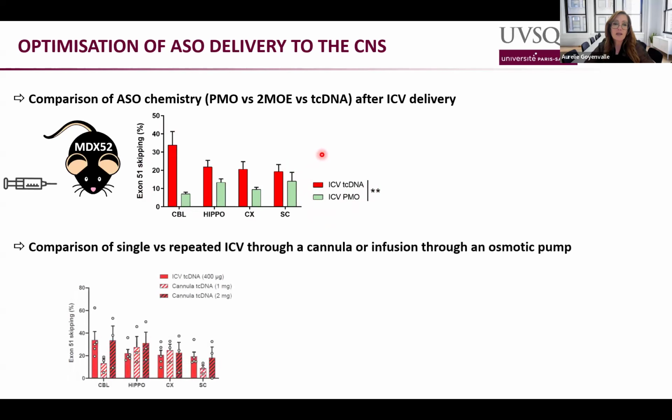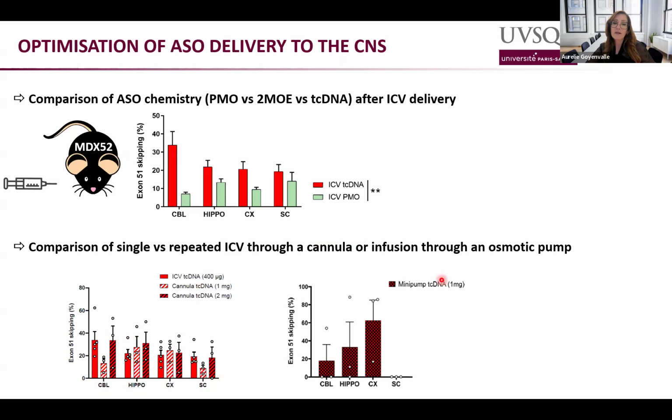We also compared different administration methods in the dystrophic animals, trying to increase the levels. We compared single ICV delivery to repeated ICV delivery by the insertion of a cannula in the mice. Unfortunately, that didn't improve the level of exon skipping, and it was quite similar to a single administration, which is probably due to the anesthesia used for the subsequent administration, which is a much lighter anesthesia, and that plays a role in the diffusion of the oligo.